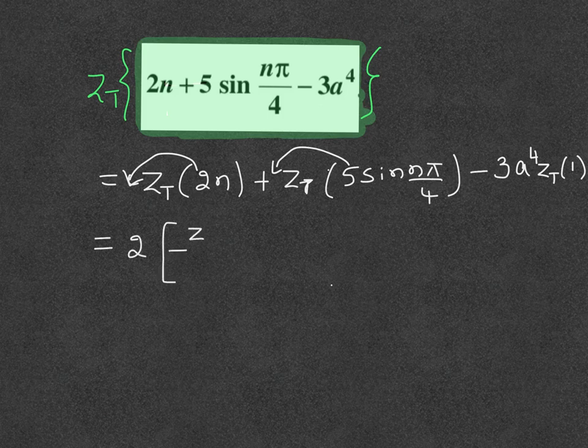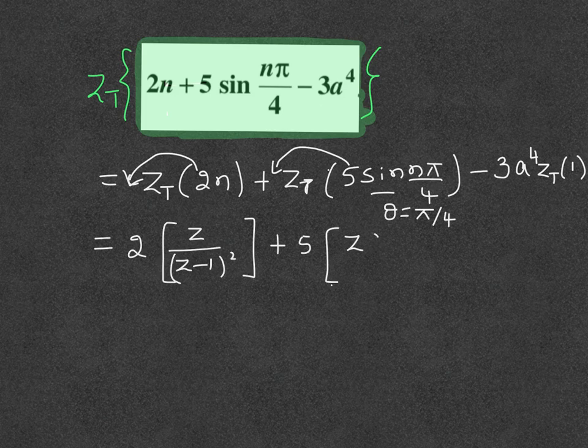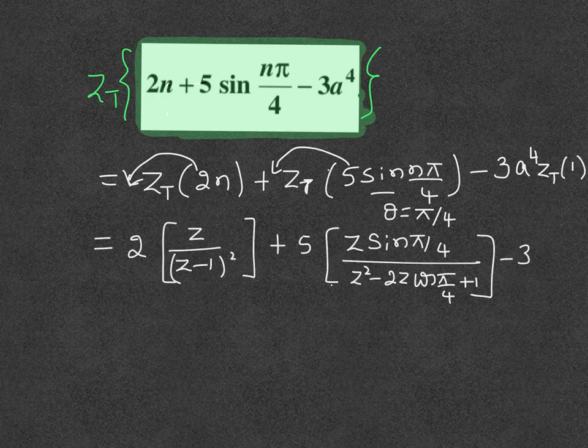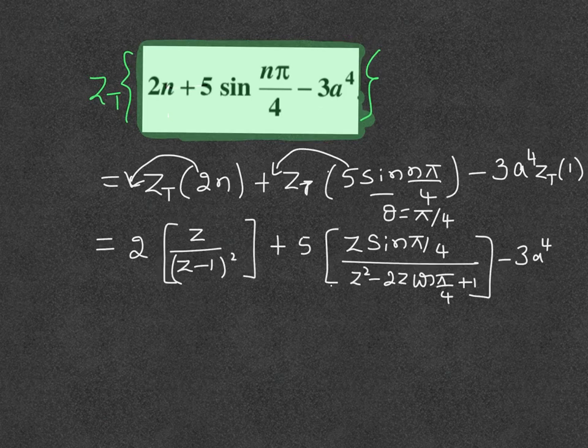So it is z by (z minus 1) whole square. Next, keeping out the z transform of sin(nπ/4). It is in the form sin(nθ), where π/4 is θ. So therefore, z sin(π/4), that is z sin θ, divided by z square minus 2z cos(π/4) plus 1. Next, minus 3a power n keeping as it is.